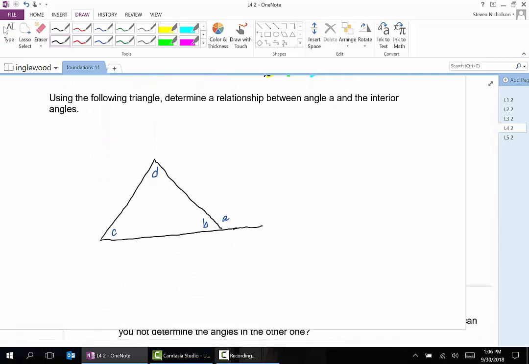So here's a really poor picture. I was supposed to give you an exact picture, but I've just sketched it. So here's what we want to do. I want you to draw a picture like this, use a ruler, get your protractor out, and measure all the angles, and then see what you see.